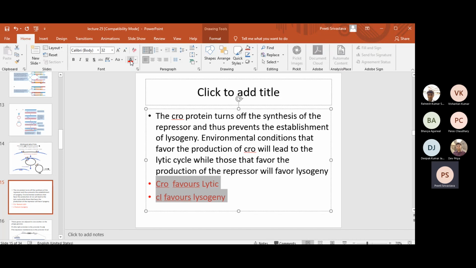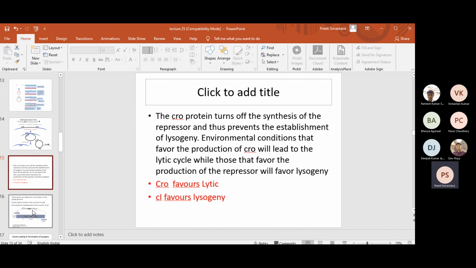These genes, CRO and C1, are actually transcribed by two different promoters, one going in the leftward direction and one going in the rightward direction. The promoters going in the leftward direction are the ones which code for lytic enzymes, and the ones in the rightward direction encode for the lysogenic enzymes, which is shown in this figure.